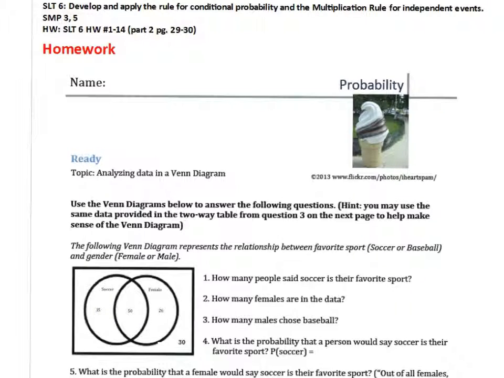Okay, so for your homework, you're going to do pages 29 and 30. The key thing for doing the questions on page 29 is I highly recommend making a two-way table from the Venn diagrams. If you look at your answers on Edline later, we made a two-way table to be able to answer all these probability questions. It makes it so much easier.